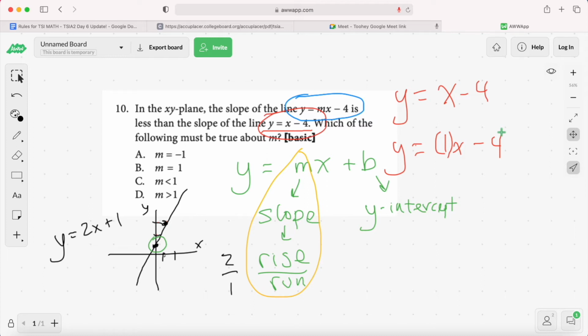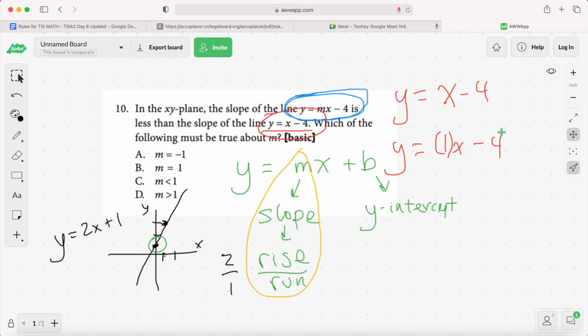So what's the right answer? Which one must be true about m? B. Well, hold on. I think you're answering another question. You're answering the question of what's the slope of this line right here, but that's not the question. The question is what must be true about m? And m is this line, or on that line. Do you see the difference there?